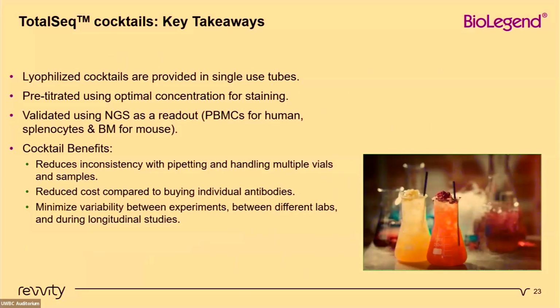So key takeaways here. These are lyophilized cocktails. They're in single-use tubes. They're pre-titrated using optimal concentration for staining, validated using NGS as a readout on PBMCs for human, splenocytes and bone marrow for mouse, and it will help to reduce inconsistency between handling samples in multiple vials and pipetting, reduce costs compared to individuals, and then because they have excellent stability and consistency across our lots, you can minimize variability between experiments, between labs, and during longitudinal studies.